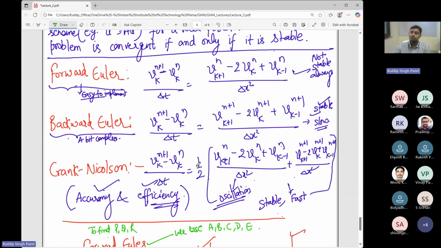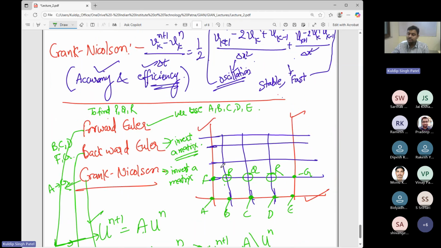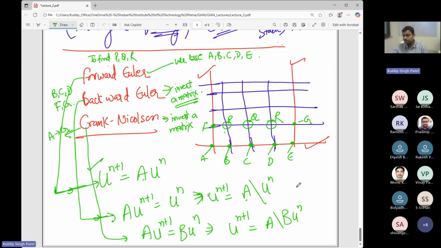Then I tried to show you how people modify and get different schemes. I told you that there is forward Euler, backward Euler, and Crank-Nicolson. I gave you the advantages and disadvantages of all those schemes. Every scheme has its own advantages and disadvantages. We discussed in detail. I tried to give you its geometric interpretation and matrix interpretation also.